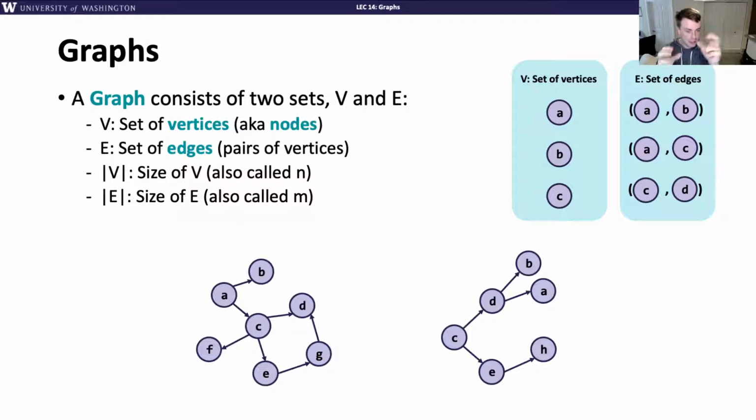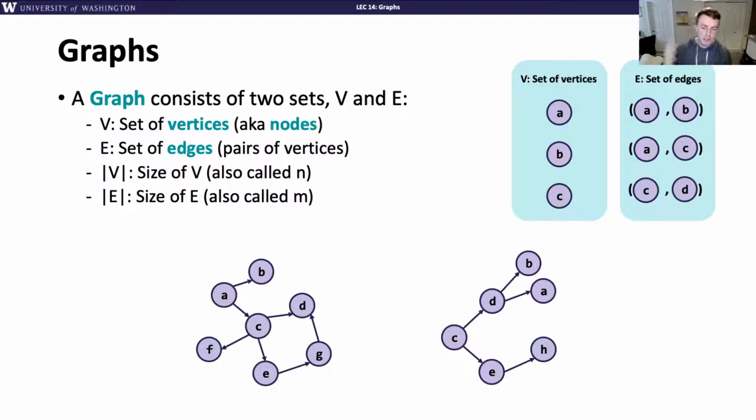Each vertex is a node. It just has one piece of data, like A, B, C, D, or whatever. And then an edge is a pair of vertices. An edge always connects two vertices. Vertices, that's the right word. I always mix up vertex and vertices. It connects two vertices or two nodes, and it says this node is connected to this node.